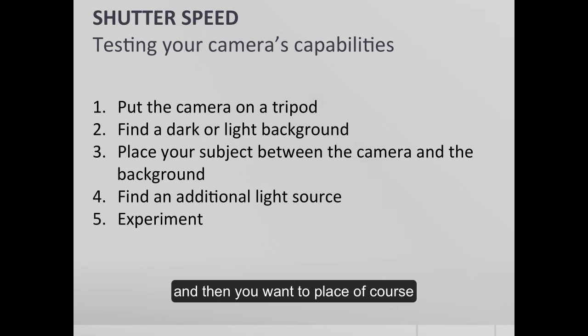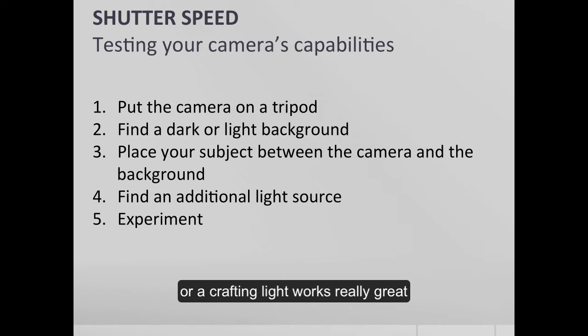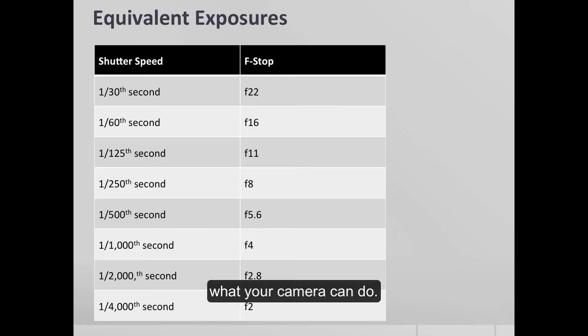And then you want to place, of course, that subject between your camera and the background. You might have to find additional light sources. I'm finding a lot of you are struggling, and it's because you have less than adequate lighting. So try to maybe just get a little lamp, or a crafting light works really great, or have someone hold a flashlight for you. And then, of course, experiment with the proper aperture setting, experiment with different shutter speeds. It's all about trying to figure out what your camera can do.